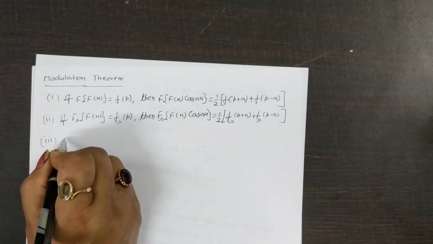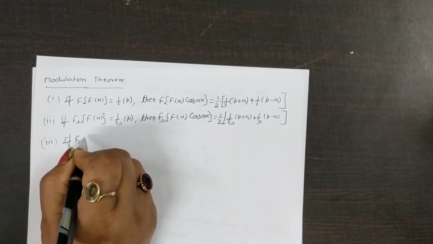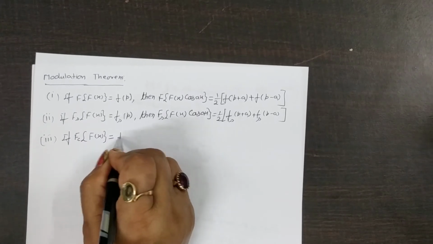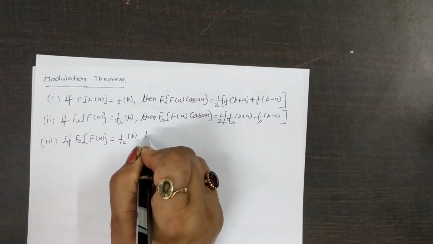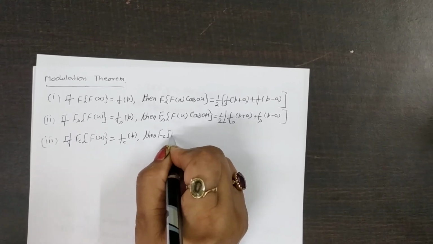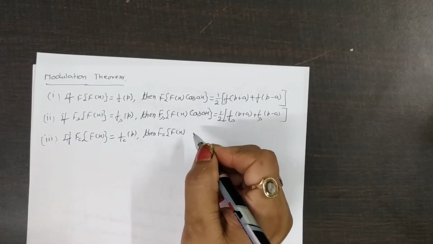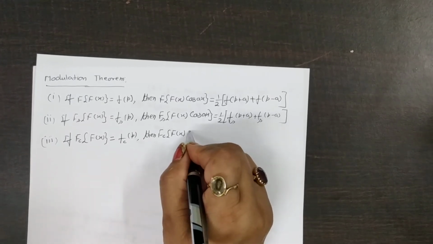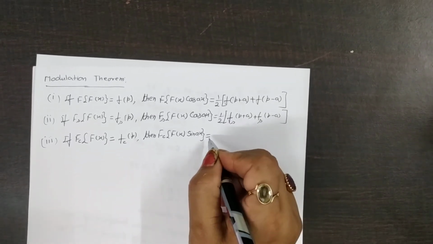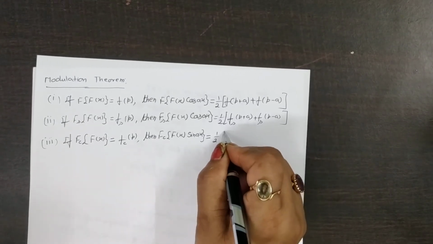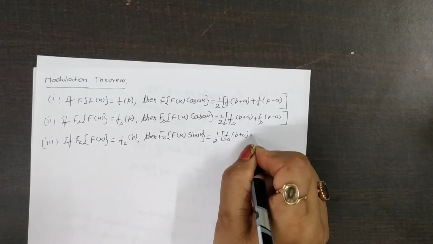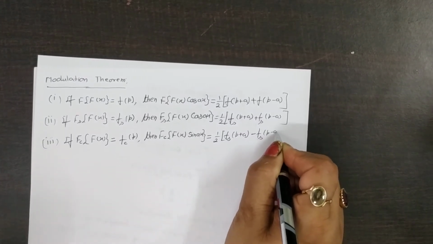The next property: if Fc of f(x) is equal to Fc(p), then the cosine transform of f(x) sin ax is equal to 1 by 2 times Fs(p plus a) minus Fs(p minus a).